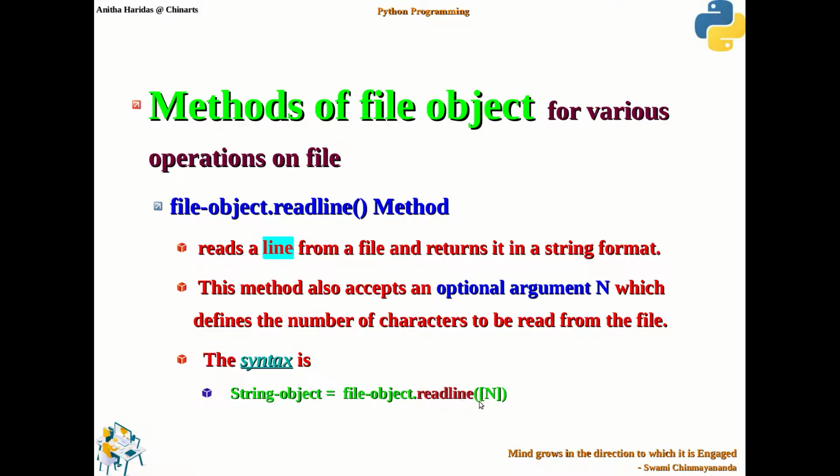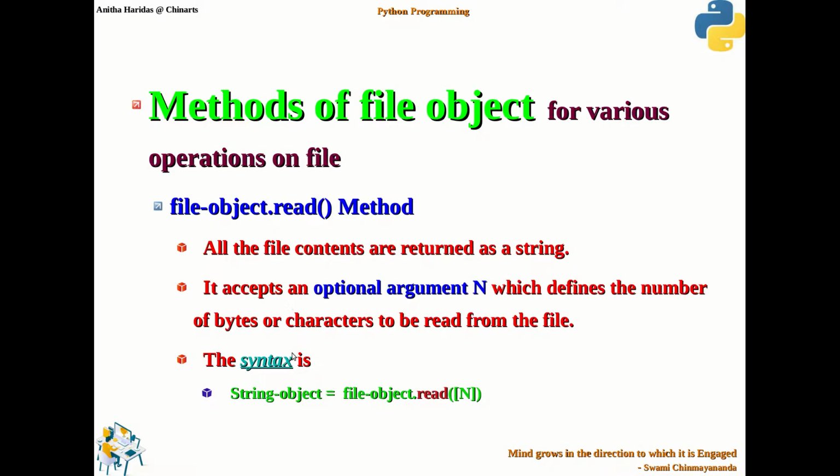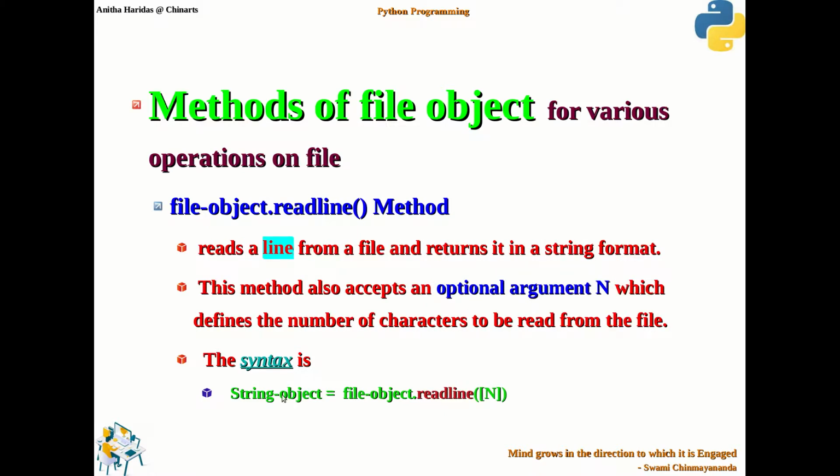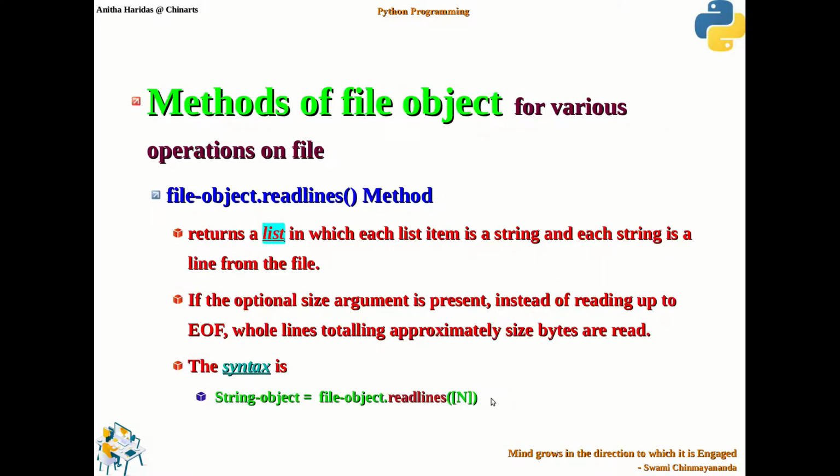Again, readline will be returning a string object. With read, the entire contents, the complete file content, will be read, but here it is going to read only one line. Until it encounters a newline character, it will be considered as one line. That line will be read and stored in the string object. And if you give the optional argument n, only that many characters will be read from the file.